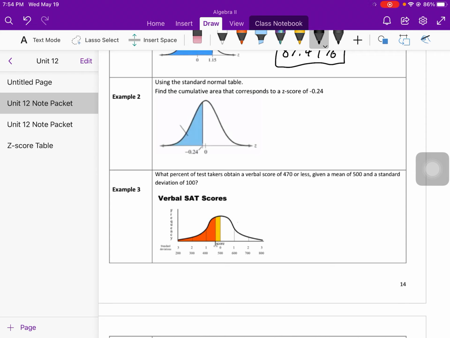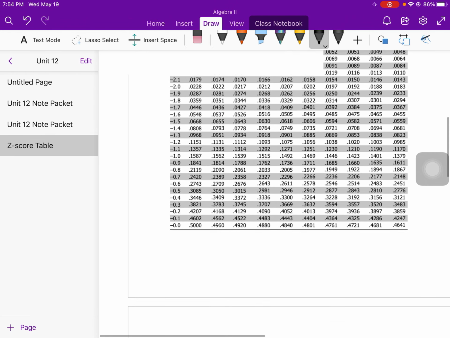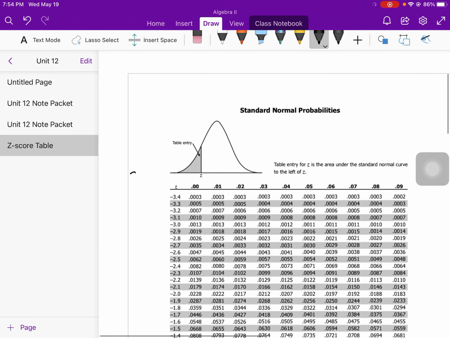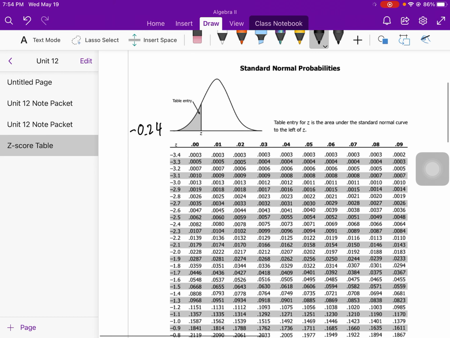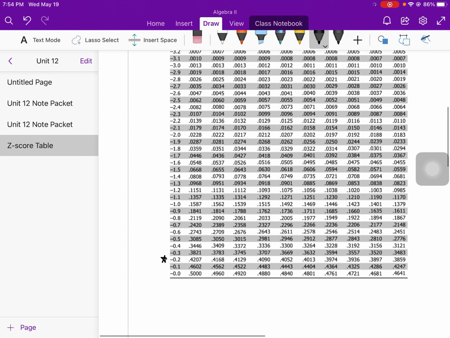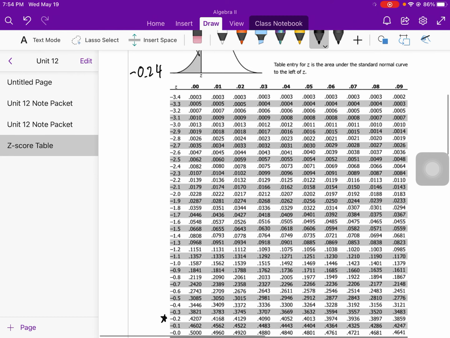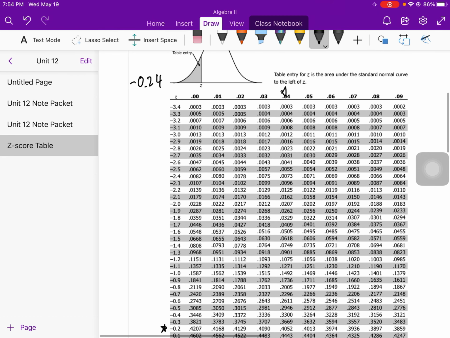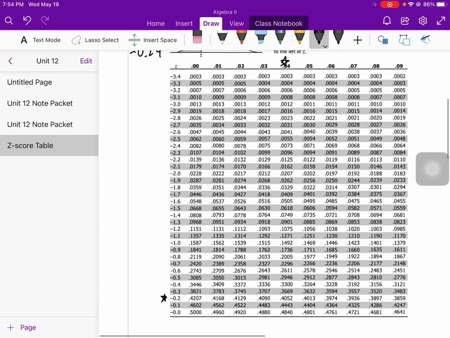So here's example 2. Using the standard normal table, find the cumulative area that corresponds to a z-score of negative 0.24. So again, I'm just going to go through how you find those values on the table. This time it's negative 0.24. So negative 0.2 is where we start, which is right here. And then 0.04 is right here. So we go to the point where those match up.